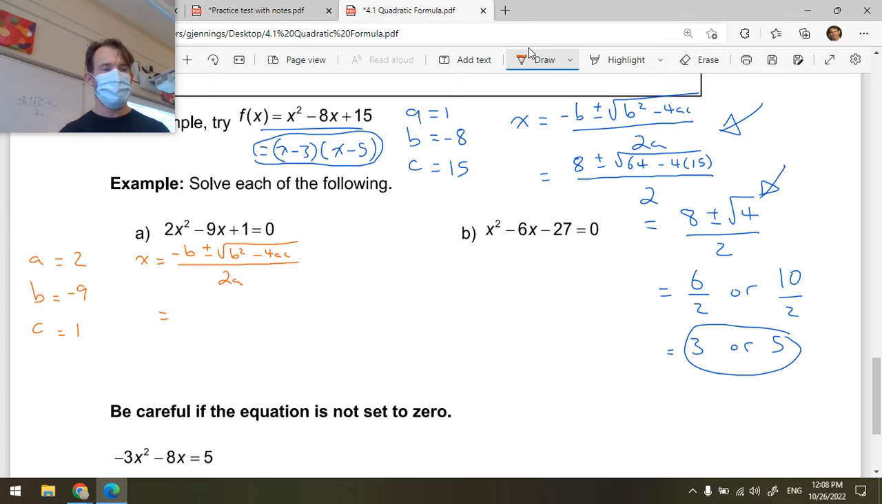X is equal to -b, so that's, hey Tyler, -9, +9. 9 plus or minus b squared. So I can put an 81, or I can write -9 squared. That's fine. 81 minus 4 times a times c. 4 times a. Oops. I should do 2 times c, which is 1. All over 2 times 2. Okay. That's going to equal 81 minus 8, 73. So this is 9 plus or minus the square root of 73 over 4.